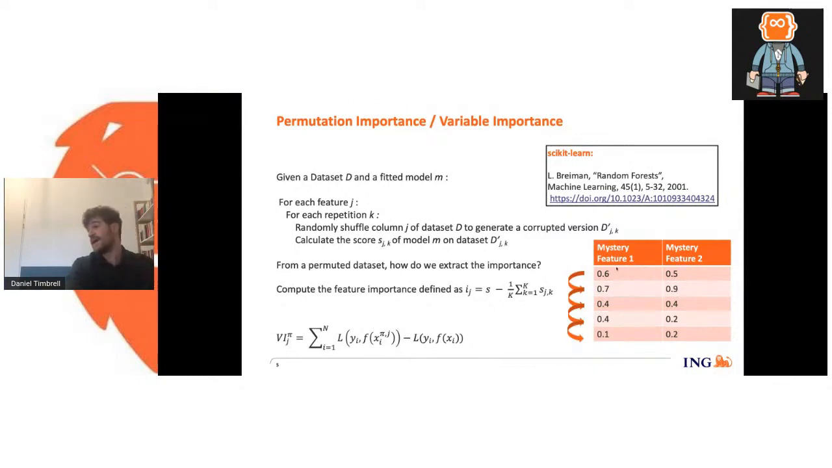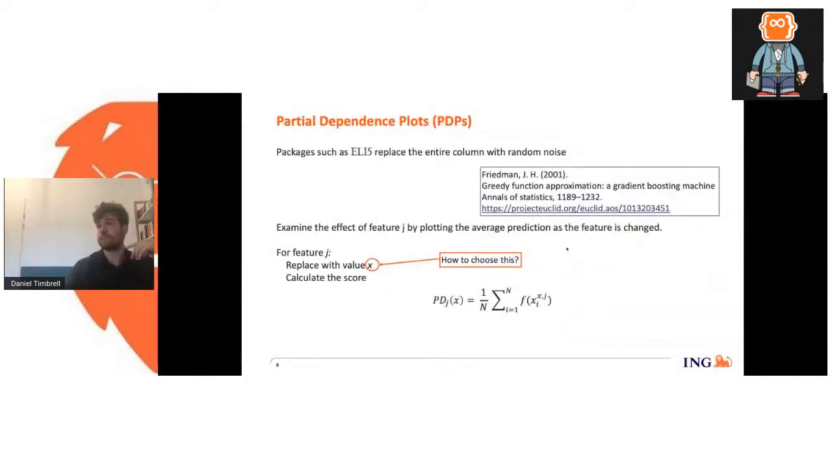And similarly, if you were, for example, to shuffle mystery feature 2 and it has no effect, the idea then is that, okay, this wasn't really that important for the underlying data distribution at all. And so you do this for all of your features, and the idea is that you see how important they are.